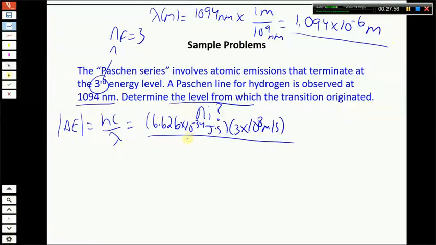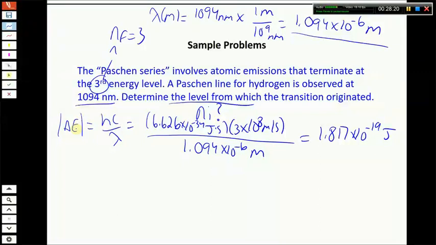So we put that number into here in the correct units now, 1.094 times 10 to the minus 6 meters. That then gives us the energy of the photon, which is, of course, related to delta E. What I got was 1.817 times 10 to the minus 19 joules. So that's the absolute value for delta E.